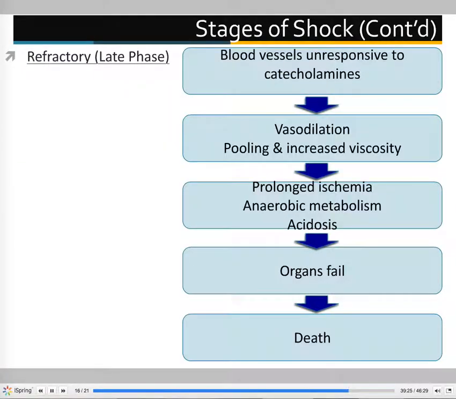Okay, so in the refractory or late phase, there's profound vasodilation unresponsive to catecholamines. That usually occurs. So the vascular bed widens, the blood pools, and there's an increase in vascular permeability, which leads to an increase in viscosity because the fluid part of the blood has seeped out. So now you have this hemoconcentration in the blood vessel. That makes things sluggish and harder to move along.